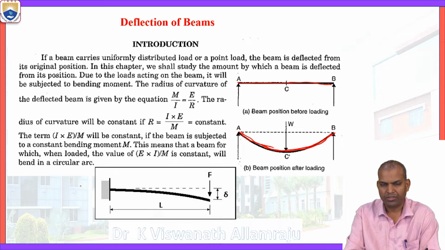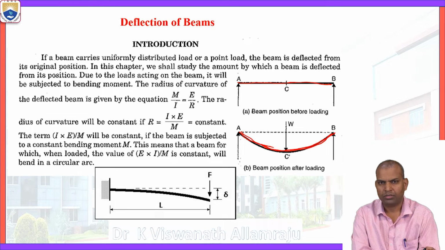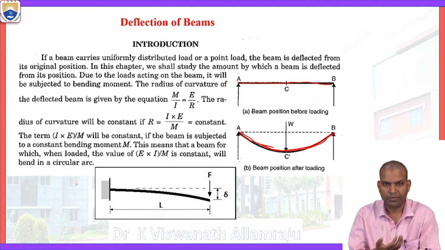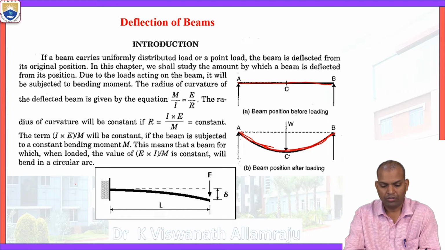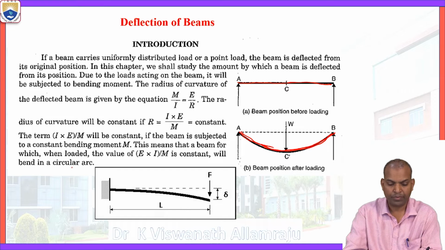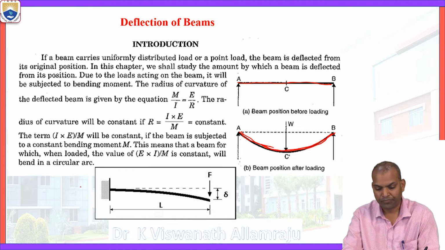So in this chapter, we'll study the deflection of beams when it is subjected to uniformly distributed load, point loads, or uniformly varying load, whatever the type of beam can be. When those loads are acting on the beam, the beam will be deflected from its initial position. Due to the loads acting on the beam, it will be subjected to bending moment.